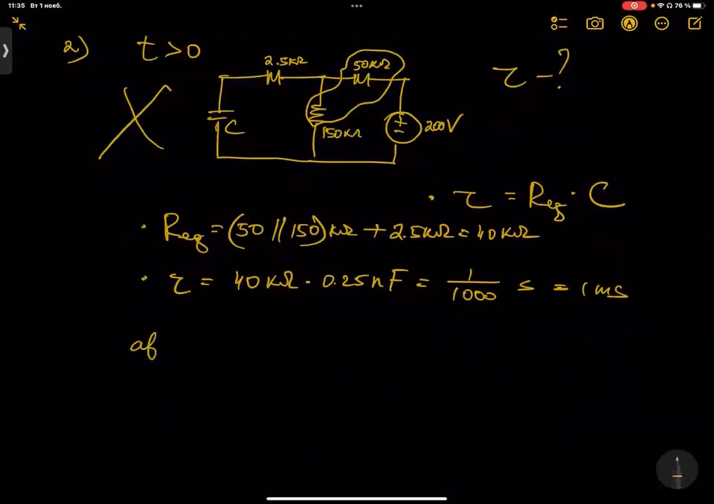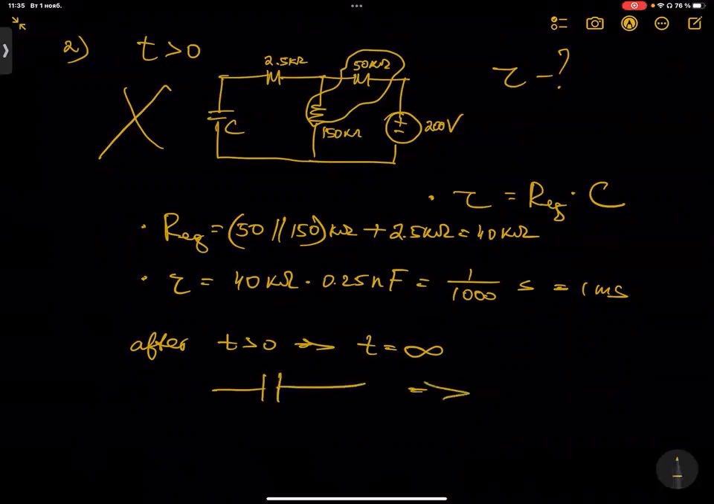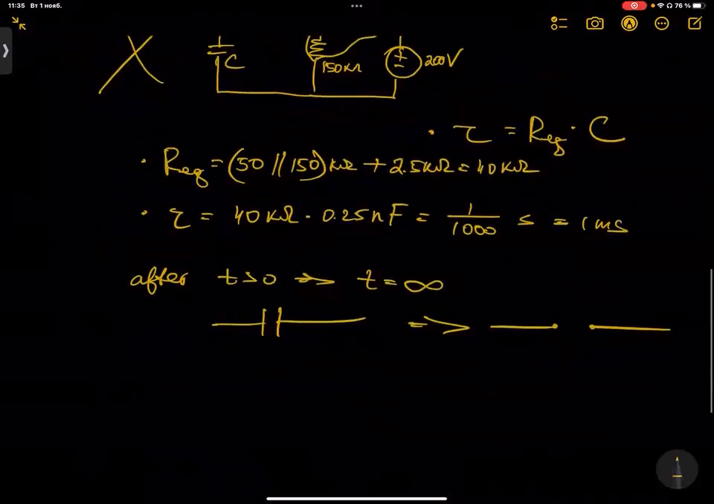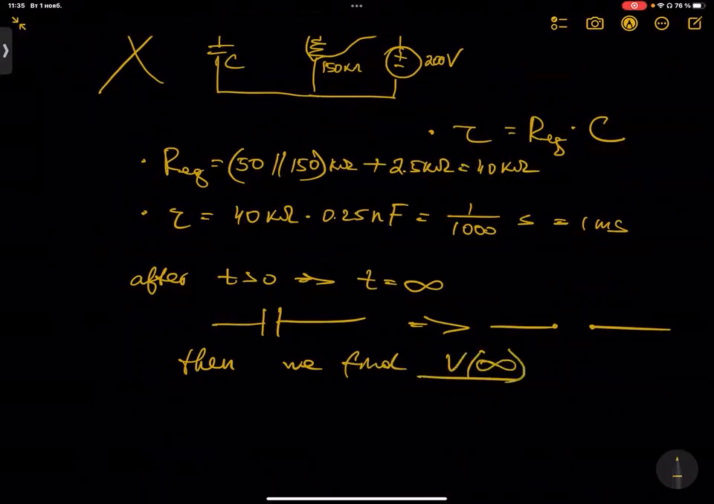So after t0, when time reaches an infinitely big number, we can replace this capacitor with an open circuit, okay? So in this case, we find V infinite, the voltage when time is infinite.